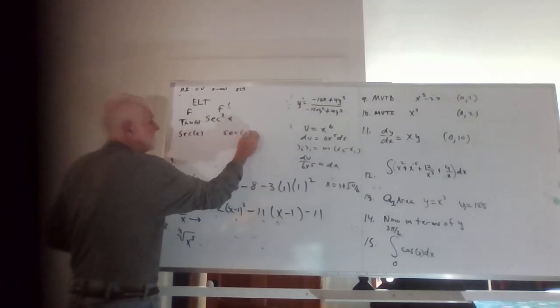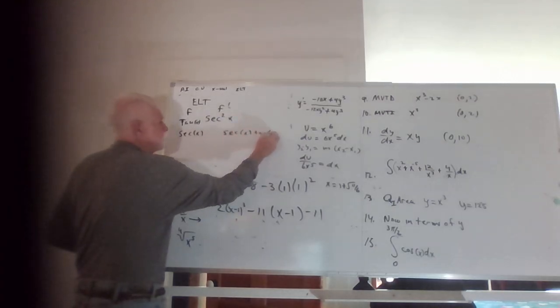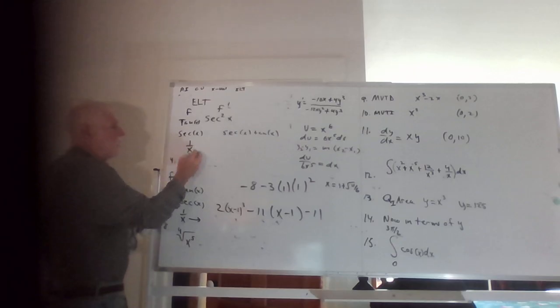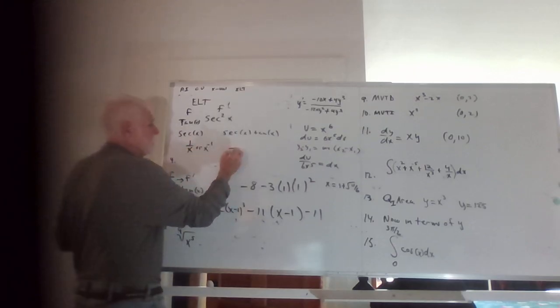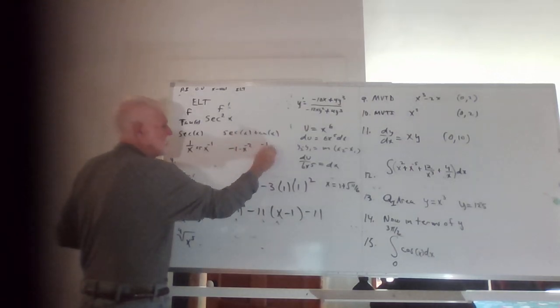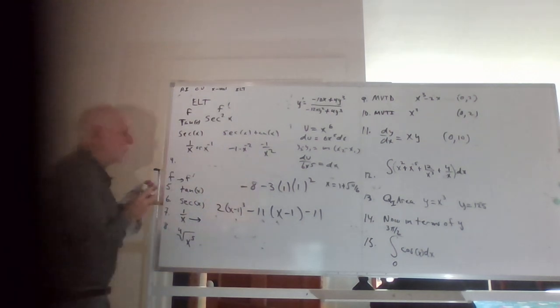Secant x, tangent x. What's the derivative of 1 over x? I hope you're not saying ln of x, because that's integration. 1 over x, or x to the minus 1, becomes minus 1 times x to the minus 2, which could have been written as minus 1 over x squared. Okay, so that's the derivative of that.